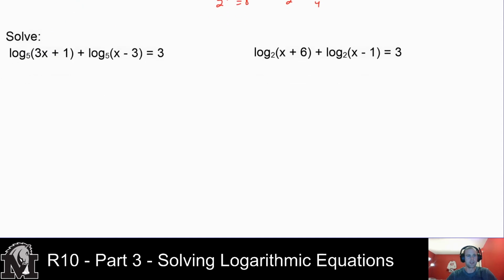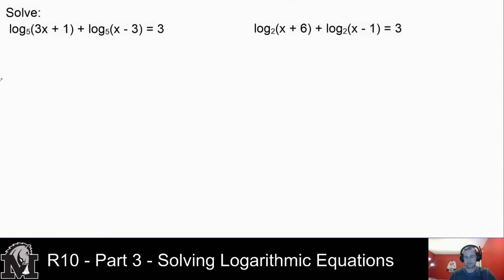Let's jump right into some examples. So let's solve log base 5 of 3x plus 1 plus log base 5 of x minus 3 is equal to 3. First thing I want to do is apply whatever log rules are applicable.